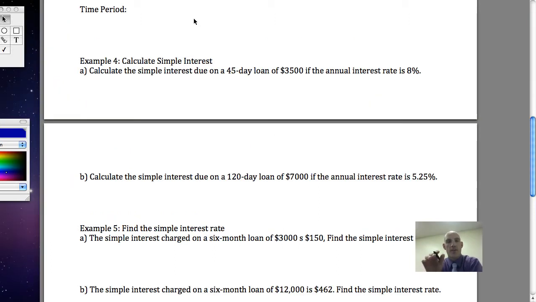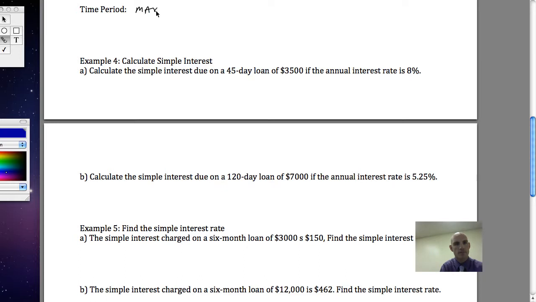When I talk about time period, that's the consideration of what the interest rate is calculated as. If it's a monthly interest rate and my time is given in months, it's convenient. If it's an annual interest rate and my time is given in years, it's convenient. But time period has to be adjusted to reflect what we're talking about. And so time period is going to refer to us making a fraction of a year.